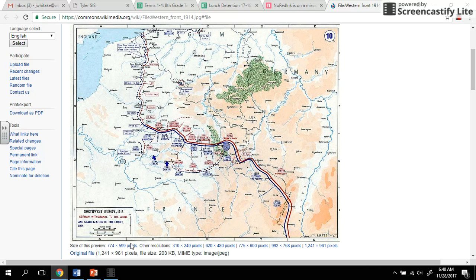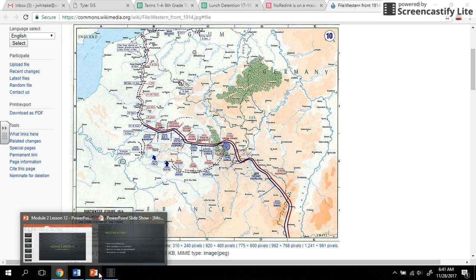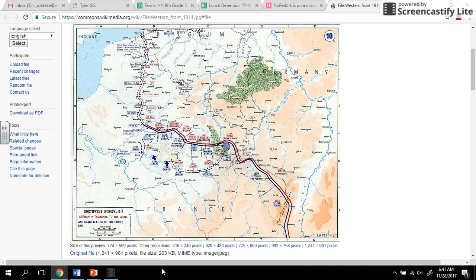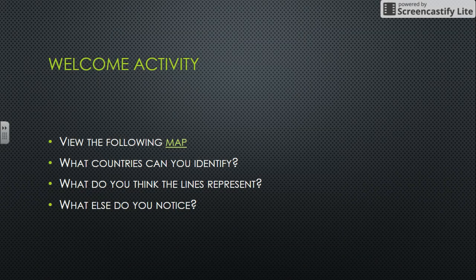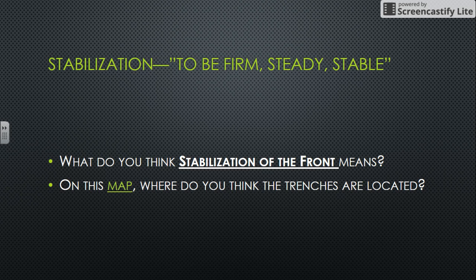And then obviously if you've never looked at a key, I want you to, while you're looking at this, what do you think, right here it says stabilization of the front. What do you think stabilization of the front means? The stabilization means to be firm, steady, or stable. What do you think stabilization of the front might be? And then we kind of already talked about where we think the trenches were located.